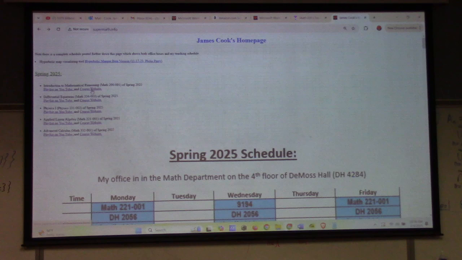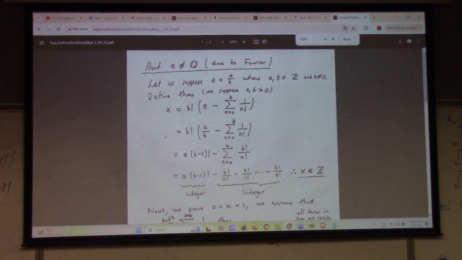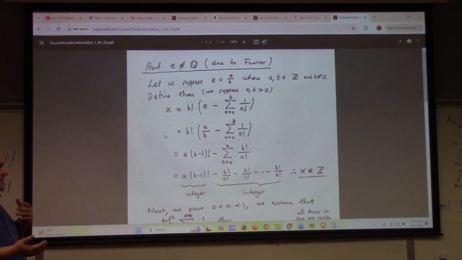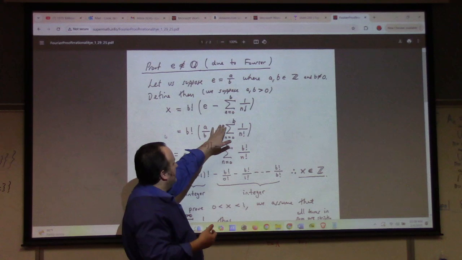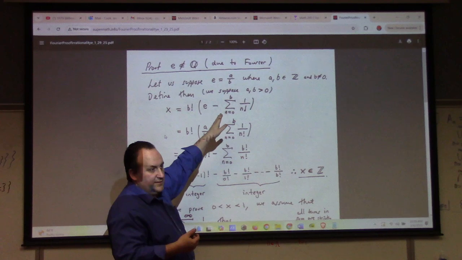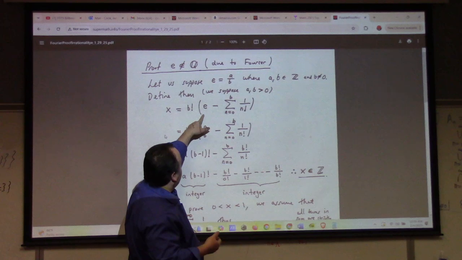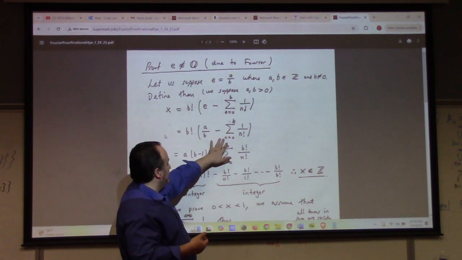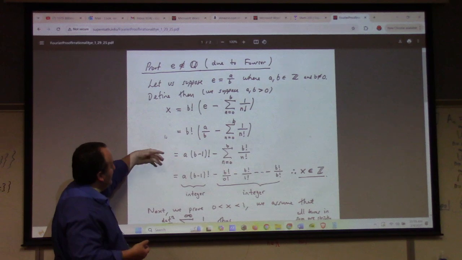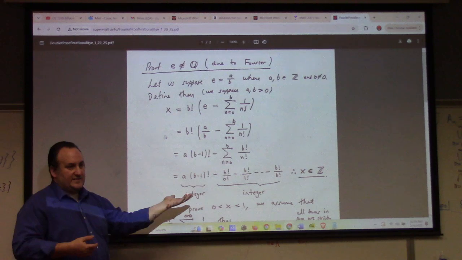So if we look at the website, I actually posted it on the website here, guys. Down here, see this proof that E is irrational? This is Fourier's proof. So the idea is simply this. You take Euler's number E, this is its power series expansion. This defines E in terms of a power series, right? E to the 1 is E. And if we assume that E is rational, which is to say that E is A over B, that gives me this. And after some expressions, I can prove that X has to be an integer.